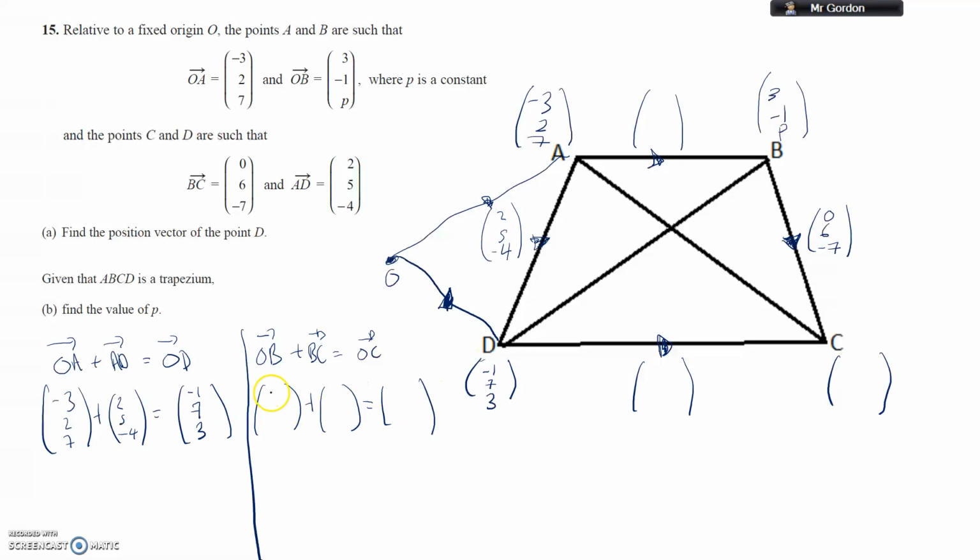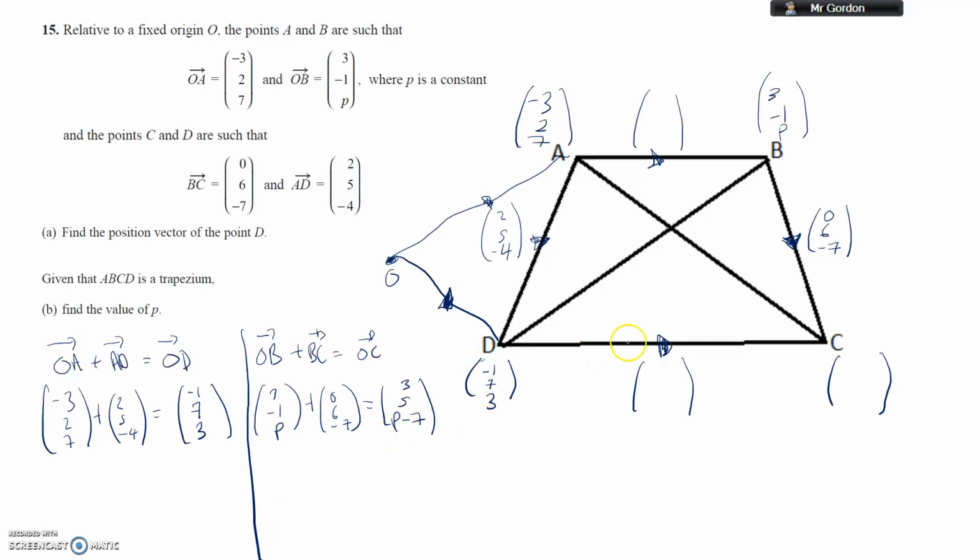Let's have a look at this. So O to B is 3 minus 1 P. And then we've got a 0, 6, and minus 7. So I'm going to get 3 minus 1 plus 6 is 5, and P plus minus 7 is just P minus 7.